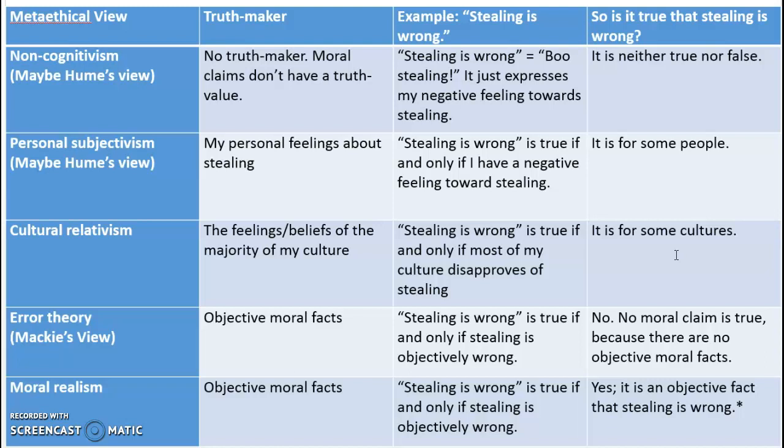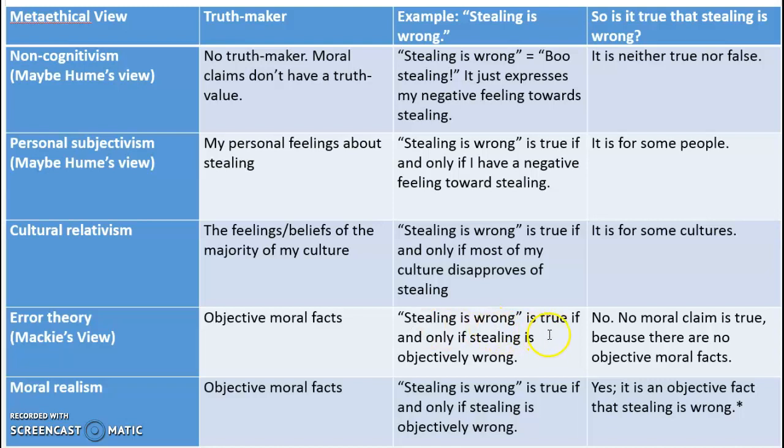All right, then consider Mackie's view, which is an error theory. This is a form of anti-realism. But Mackie agrees with the realist that if moral claims are true at all, the truth maker for them has got to be an objective moral fact. Okay? So stealing is wrong is going to be true if and only if stealing actually is objectively wrong in a way that doesn't depend upon how anybody feels about it.